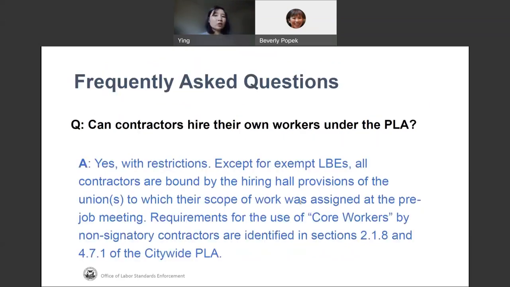So we have some frequently asked questions about that as well. Can contractors hire their own workers under the PLA? The answer is yes, but with restrictions. Except for exempt LBEs, all contractors are bound by the hiring hall provision of the unions to which their scope of work was assigned at the pre-job meeting. Requirements for the use of core workers by non-signatory contractors are identified in sections 2.1.8 and 4.7.1 of the citywide PLA.